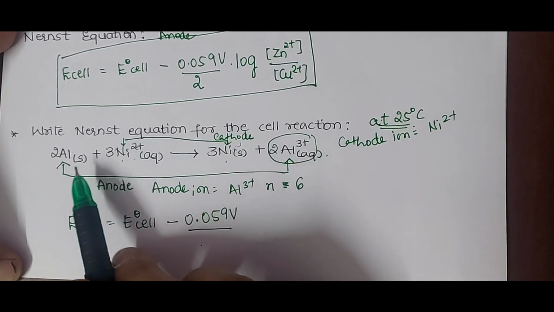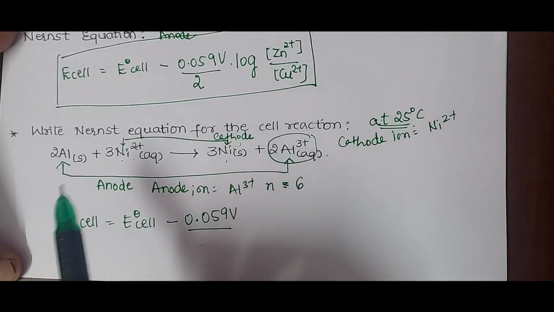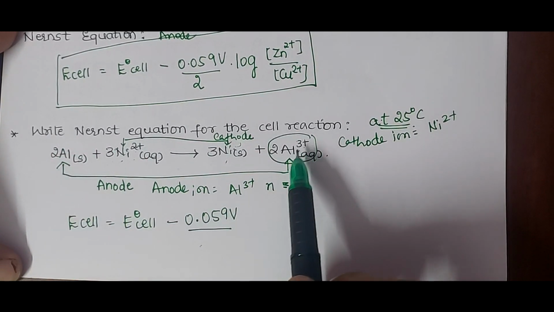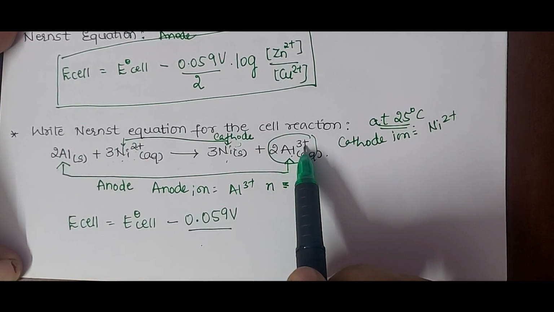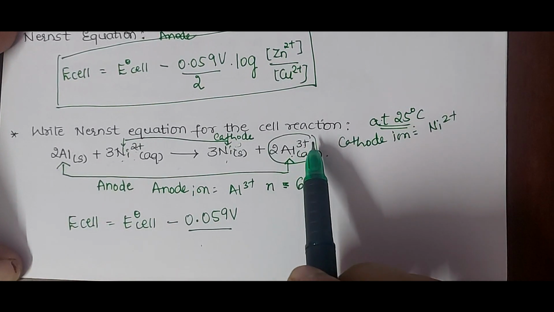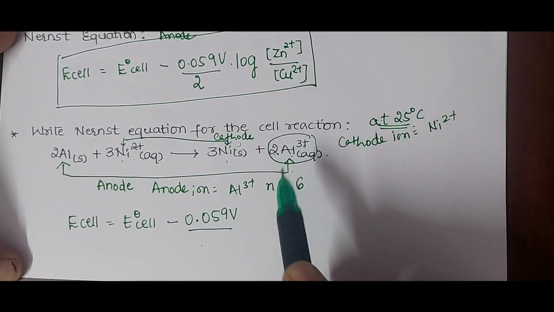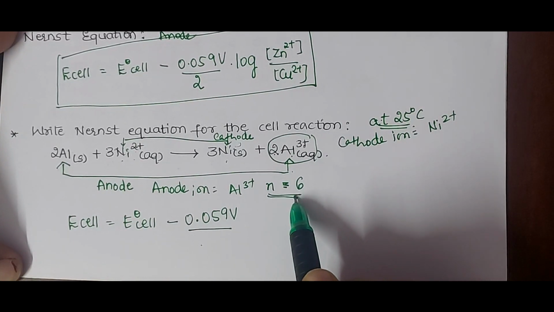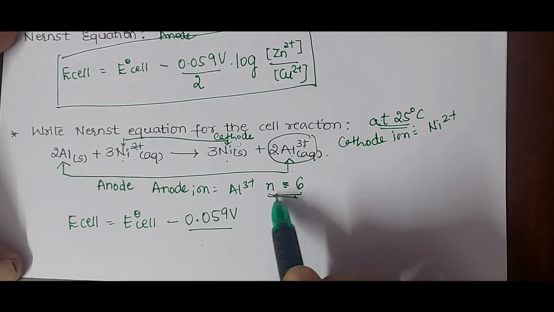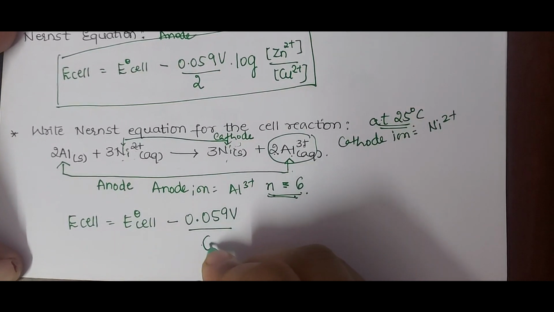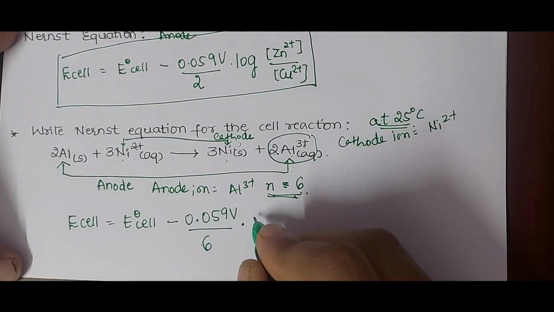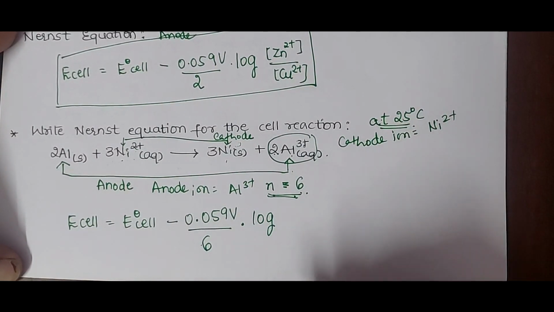In a similar manner, if you look at aluminium, from 0 to +3, that is, 1 aluminium is losing 3 electrons. 2 aluminium ions are there, so 2 threes are 6. So the number of electrons lost and gained are equal to what here? 6. So your n value here is 6. So we'll write here directly 6, into log of anode ion to the power x.